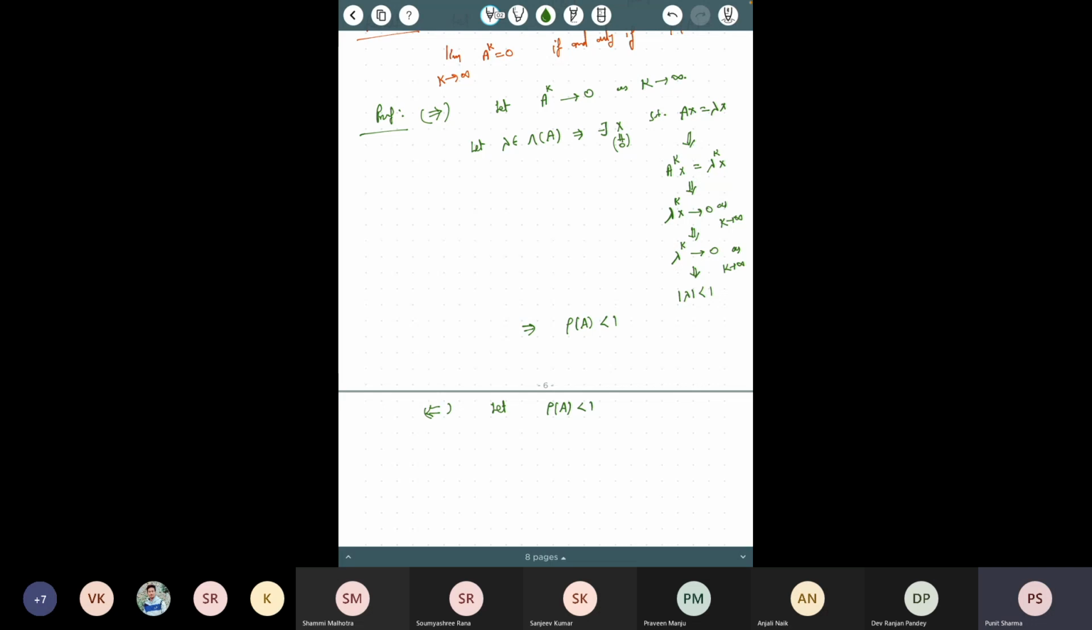Can we say from here that there exists some matrix norm such that norm A is less than 1? Can we say this? From here, can we say that there exists a matrix norm such that norm A is less than 1?